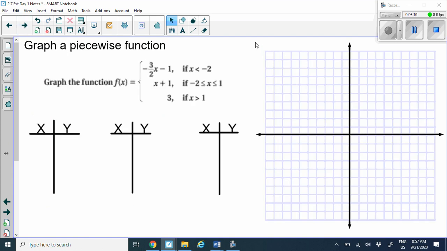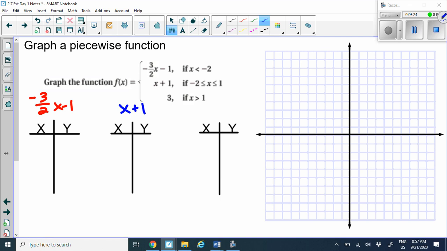So our next one, we're actually now going to have 3 equations, meaning 3 tables. Okay, so we will have, let's do this. -3 has x minus 1. Then we'll have x plus 1. And then 3. Okay, so now we're going to do the same thing. On this first one, -3 has x minus 1, let's figure out what is going to be the first x value. So we have x is less than -2.